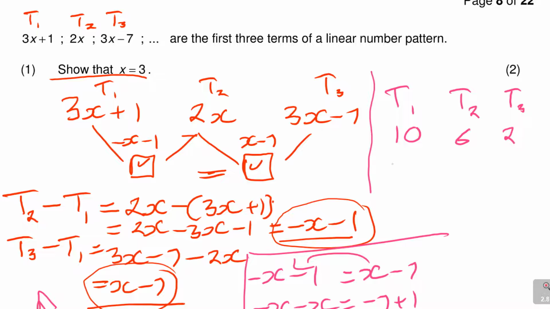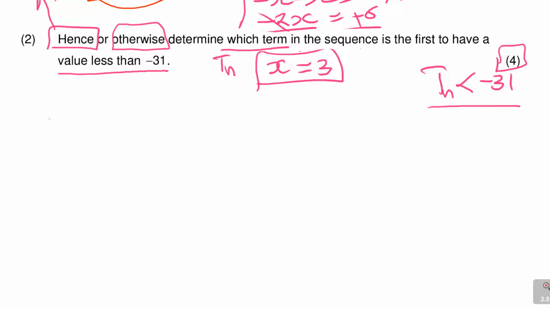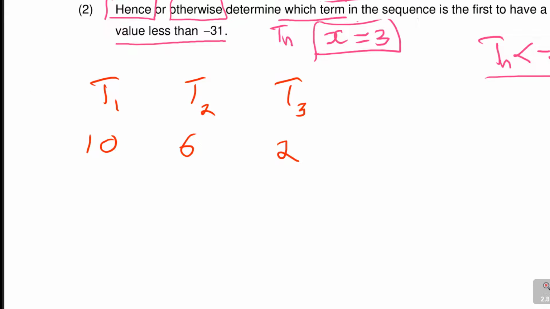So you see what we're having? We've got 10, 6, 2. Let me take it down here. We had T1 as 10. We had T2 as 6. We have T3 as 2. You see that? And I told you, it's up to you how you want to work this out. I can say subtract 6 minus 10. What do we have? 4.